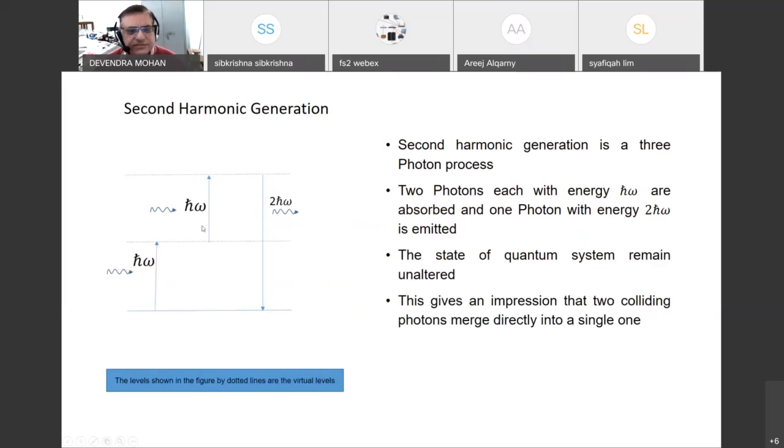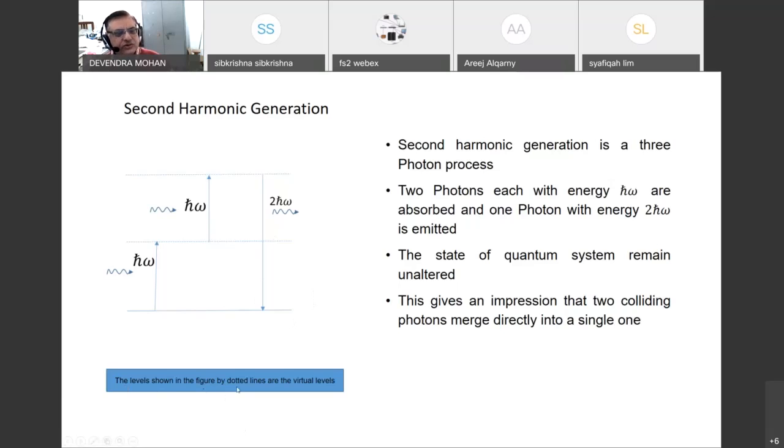So here comes a slide. It is important that second harmonic generation is a 2-photon process. 2 photons, each with energy ħω, are absorbed, and 1 photon with energy 2ħω is emitted. Simple. So the state of the quantum system remains unaltered. This gives an impression that 2 colliding photons merge directly into a single one.